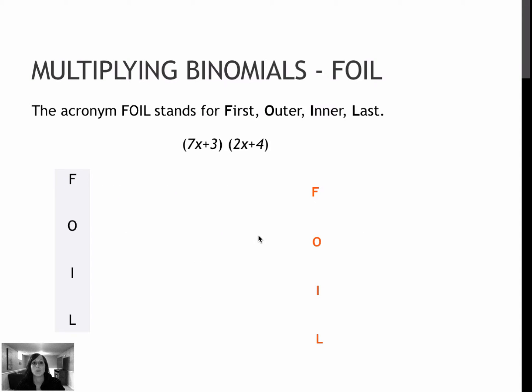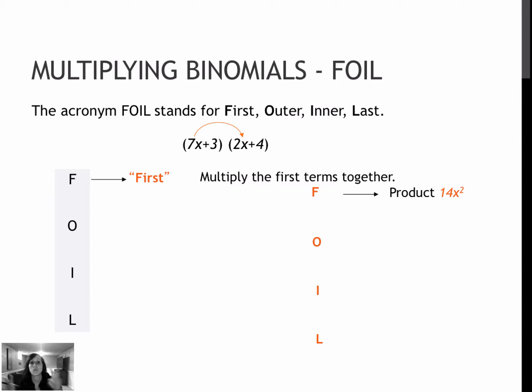The way most people multiply binomials is using the FOIL method. And so the FOIL method stands for first, multiplying the first values. So F stands for first. So the first values would be the 7x, which is the first value in the first binomial, and 2x, which is the first value in the second binomial. And when I multiply those, I get 14x squared.